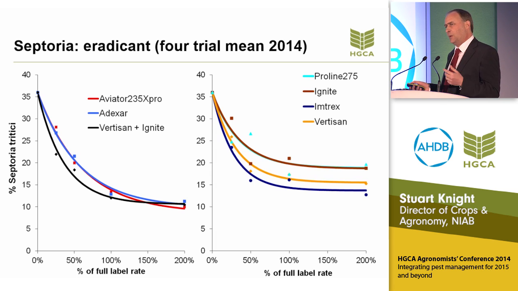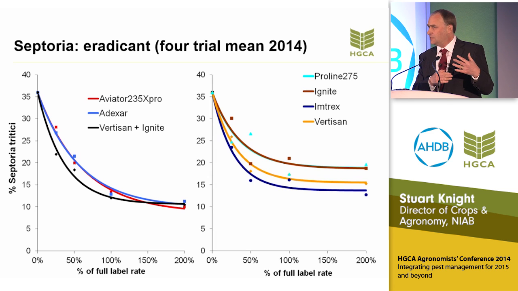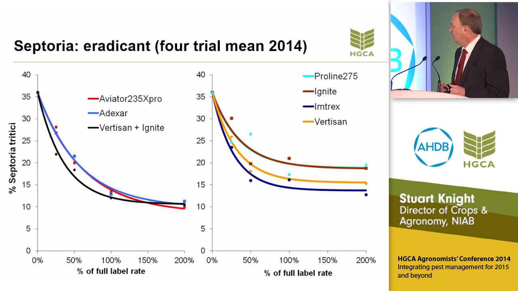Now, the first thing you'll notice probably is that the lines look much closer than they did on the protectant slides. But part of the reason for that is because we've got a much bigger range on the axis. These go up to 40, so my previous slides only went to 20. So actually, there are some big differences nevertheless between the lines.